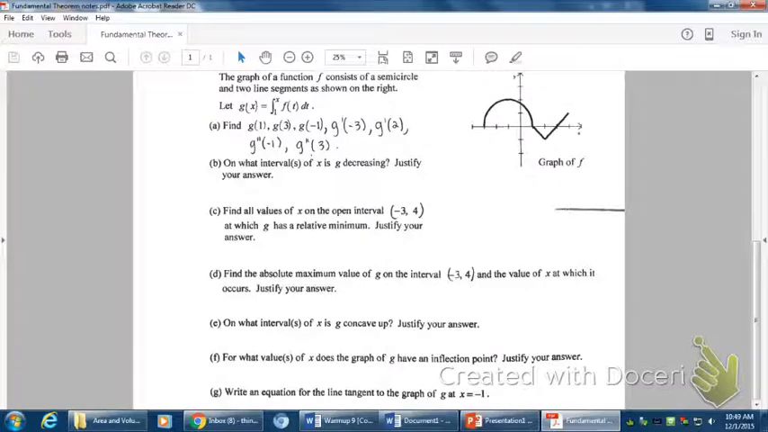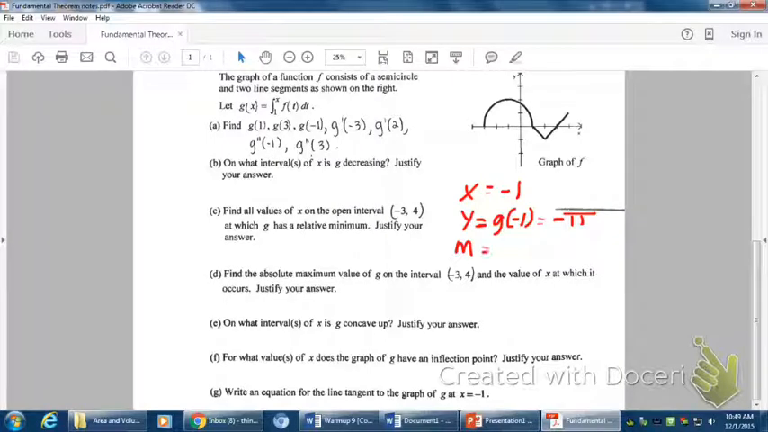Last but not least is the g part. It wants us to write an equation for the tangent line to g at x equals -1. Alright, if I'm trying to write a tangent line, then I need to know an x, I need to know a y, and I need to know a slope. I know the x. The y value would be g of -1, and it's whatever you got. When you tried that problem, I'm going to go ahead and tell you that you should get -pi for g of -1. If you didn't, we can talk about it.